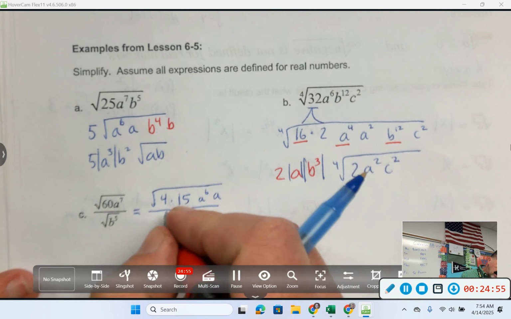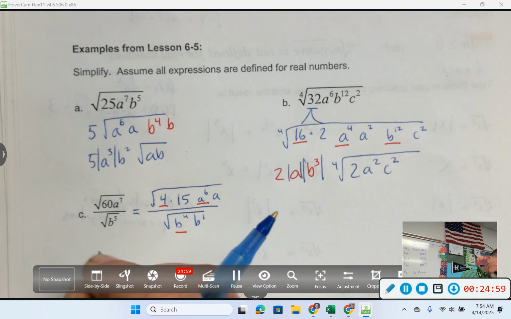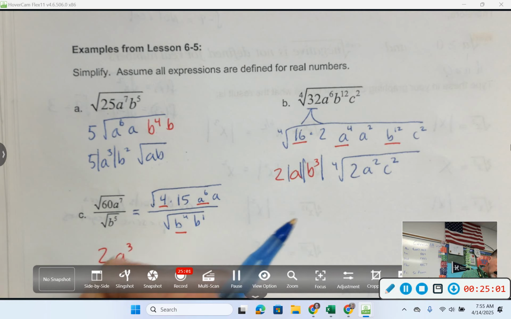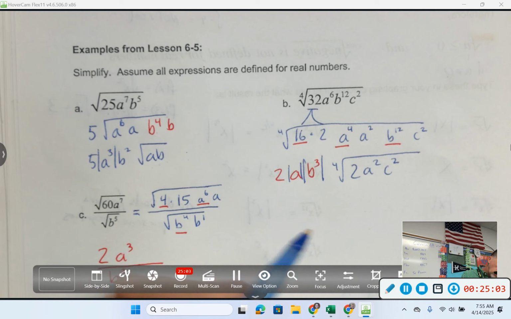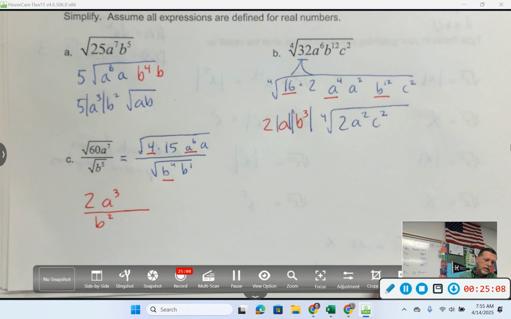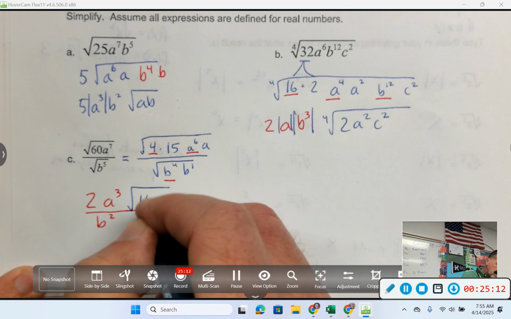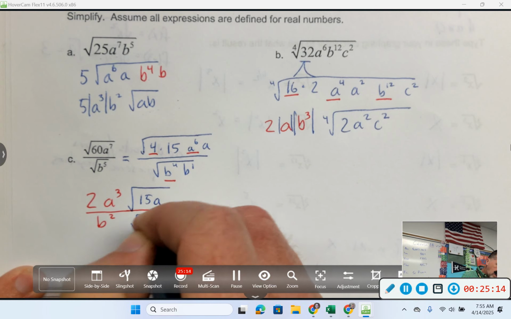Okay, so who gets to leave here? Square root of 4, A to the 6th, B to the 4th. 2a cubed over b squared. And then still in the house is 15 and a and b.